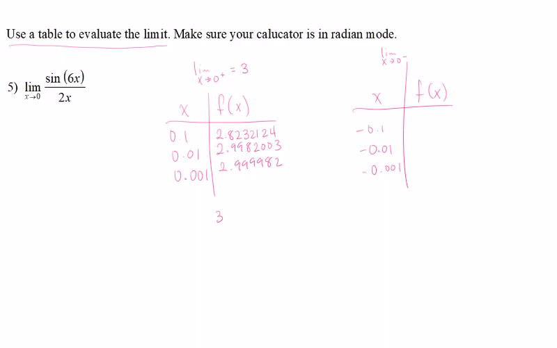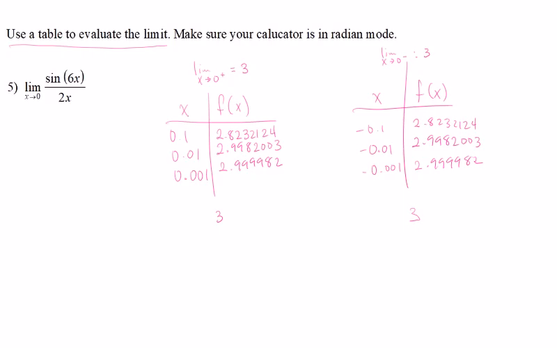Okay, so if I do trace negative 0.1, I get 2.8232124. Same thing as this, right? And then if I do trace negative 0.01, I get the same thing as we did with the positive. And then finally, negative 0.001, we get 2.999982. And so we're approaching 3 from the left as well.